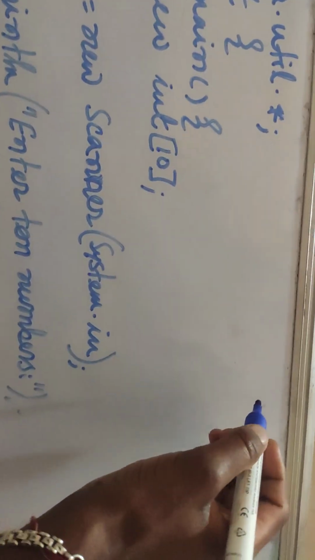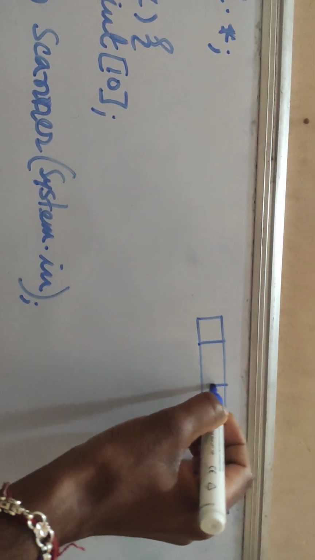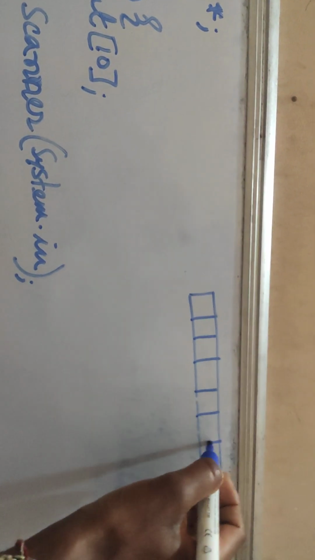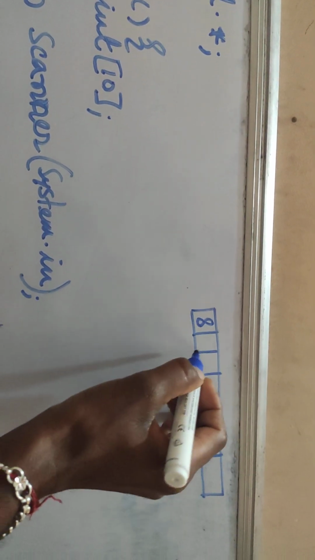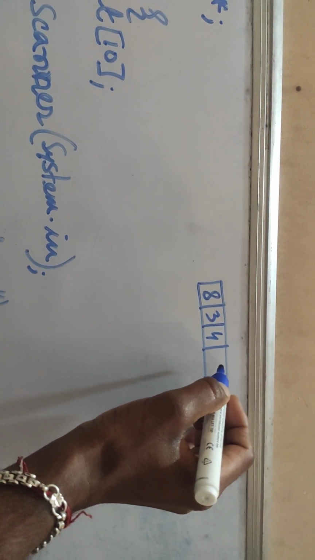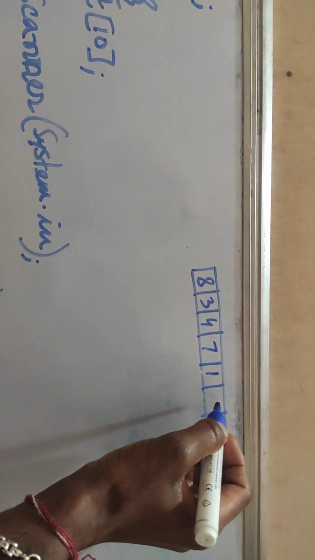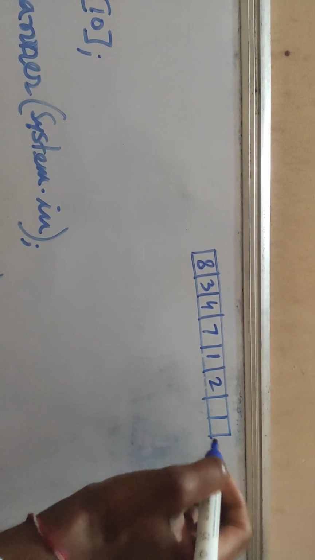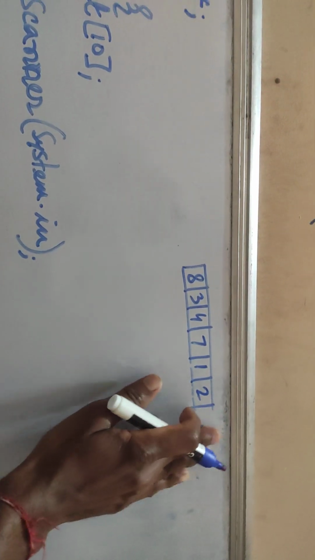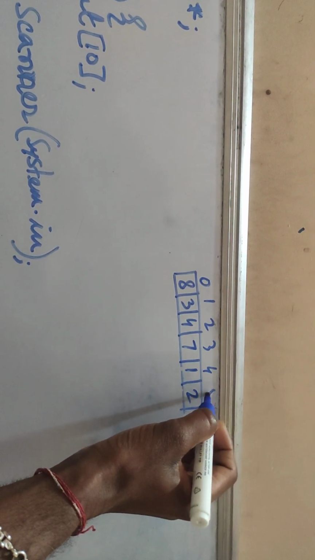Now working. Just think, I am taking, suppose this is the value. Here I am writing 8, here 3, here 4, here 7, here 8, 1, and here 2. Suppose this much. Now indexes 0, 1, 2, 3, 4, 5.